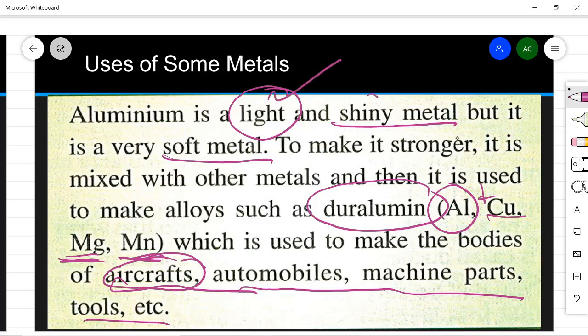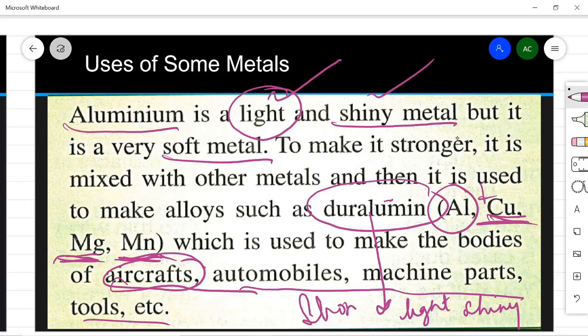वो लाइट होना चाहिए, थोड़ा शाइनी होना चाहिए और स्ट्रॉन्ग होना चाहिए. तो लाइट और शाइनी तो एल्यूमिनियम था ही, बट हमें स्ट्रॉन्ग बनाने के लिए हमने उसमें ये चीज़ें डाल दी, कॉपर, मैग्नीशियम और मैंगनीज. तो ड्यूरालुमीन की जो प्रॉपर्टीज़ हैं वो क्या हो गई? सो ड्यूरालुमीन इज़ लाइट ऑल्सो, इट इज़ शाइनी ऑल्सो एंड इट इज़ स्ट्रॉन्ग ऑल्सो. तो तीनों प्रॉपर्टीज़ आ गई. इसलिए इसको कहाँ यूज़ करते हैं? फिर इसको हम एयरक्राफ्ट्स बनाने के लिए यूज़ करते हैं.